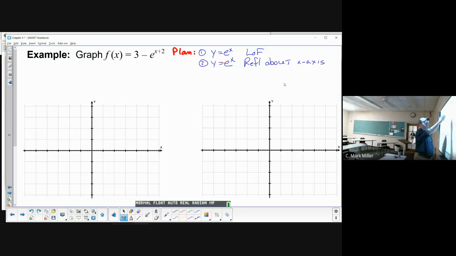Number three. We're going to do this exponent up here. X plus 2 is a substitution. So I'm going to do y equals minus e to the x plus 2. That is a shift left 2. Counterintuitive. Substitutions are usually horizontal. They are counterintuitive in that x plus 2 moves in the negative direction. Right?